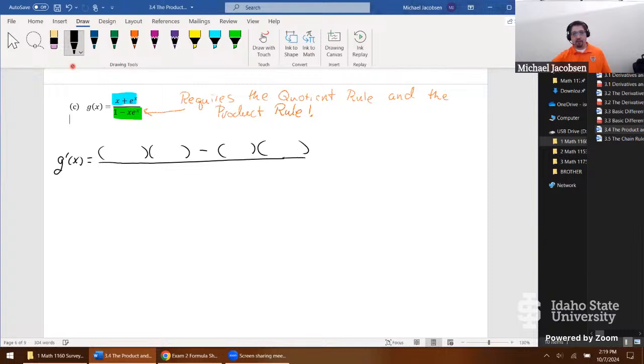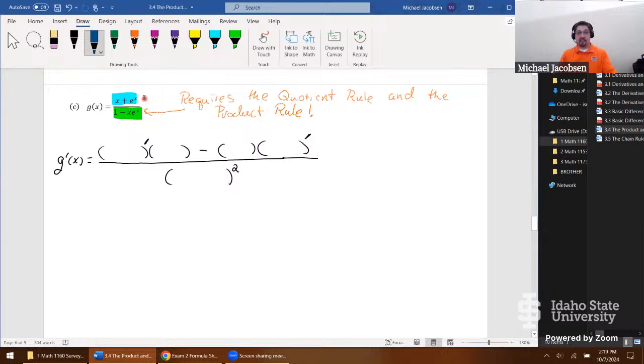So I'm starting off with 4 parentheses in the numerator. Derivative symbols are easy to miss, but definitely don't forget to put those in. I'm going to differentiate a function here and a function here. Then for the denominator, a function to power 2.